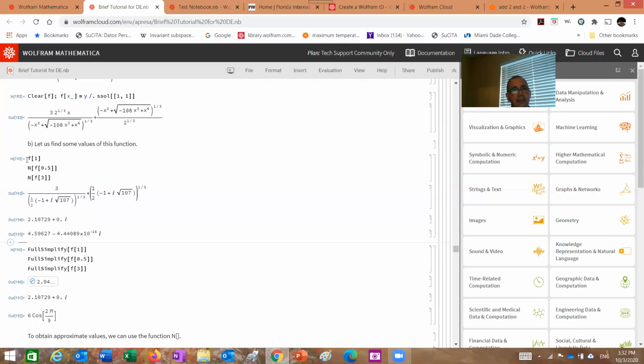If you want to find an approximate value of this, after FullSimplify, you need to put the N outside, and then what do you get? You see, you get the approximate value here. Let's FullSimplify and get the approximate value. Let's put the N for this one also.